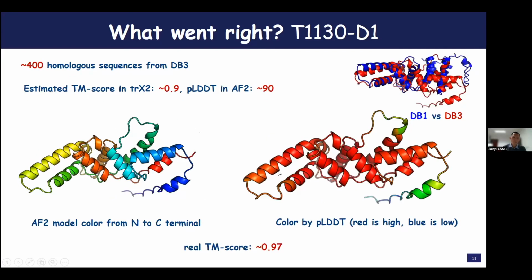Fortunately, with a third search, we can find about 400 homolog sequences from these databases. Then, okay, with this MSA, we can easily predict structure with both TRZX2 and AlphaFold2. So this, I think, is fortunate. So we can make this model much better than the single sequence without MSA.